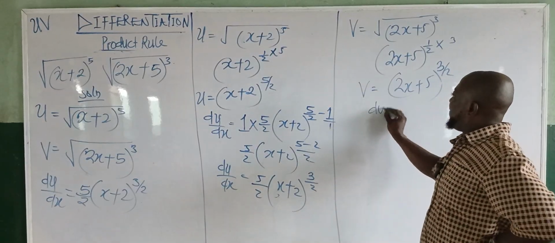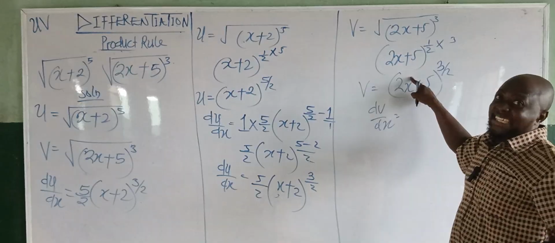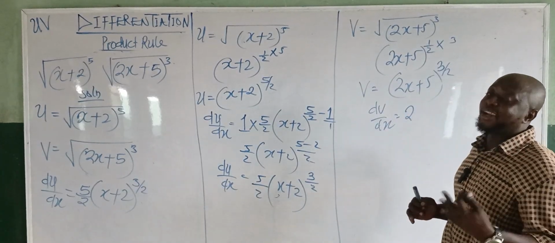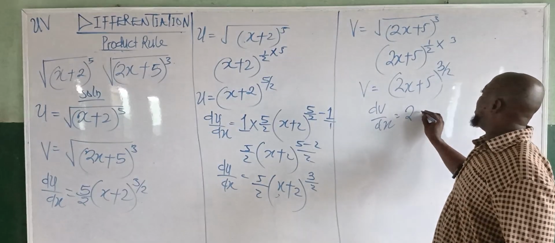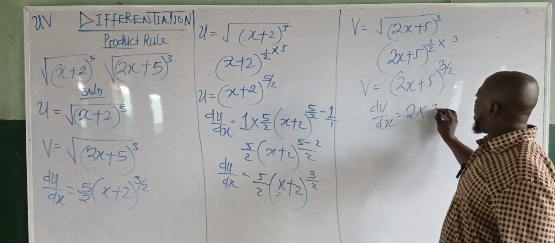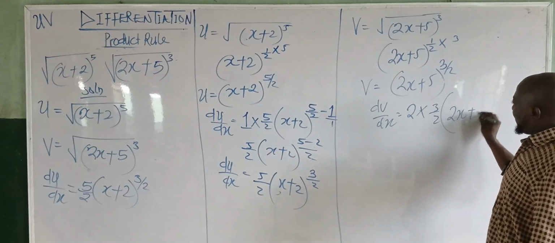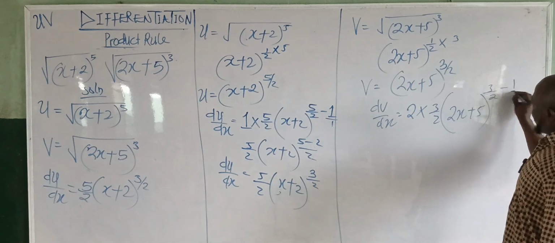So how do I get my dv/dx now? Differentiate this one. This is power 1. Differentiate this one, I'm having just 2. Carry the coefficient, please, because this is power 1. Now, multiply it by this power. Repeat the bracket, 2x + 5, and write the power and then remove 1.